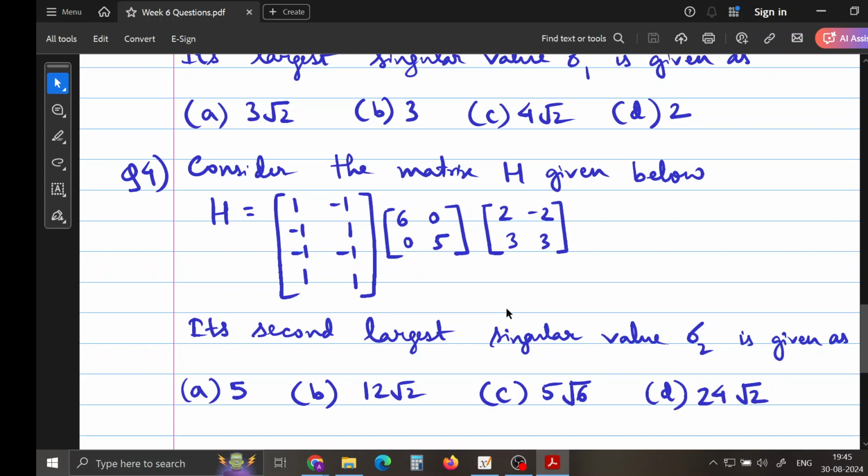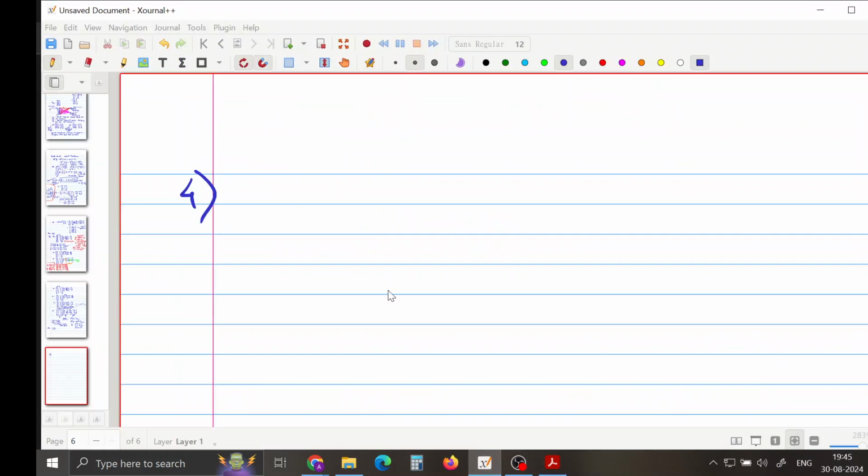There will be only two singular values, right? Sigma 1 and sigma 2. We have to pick the second largest one. Okay, and I think the process is clear now and you can do that. So this time let me go a bit faster.